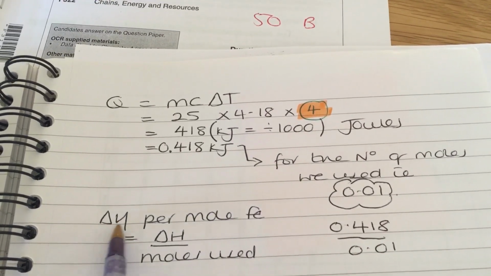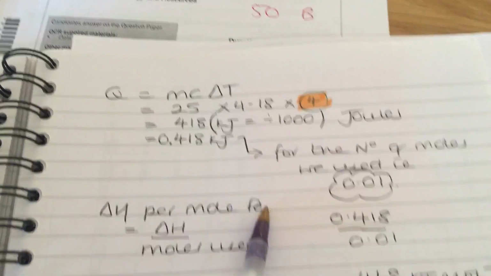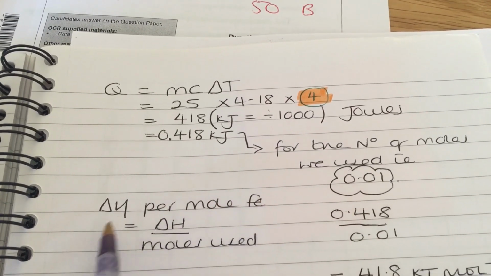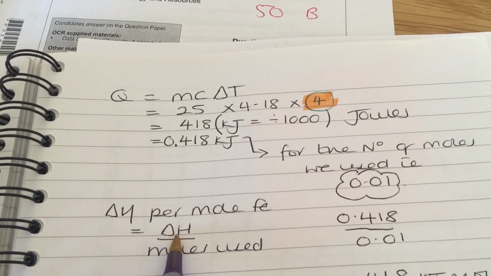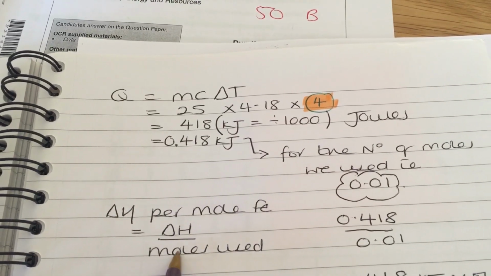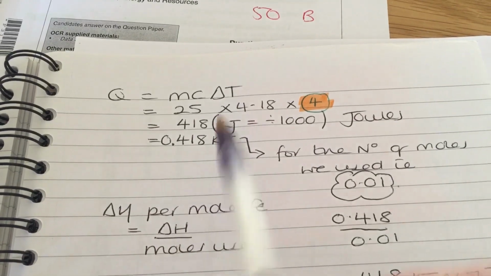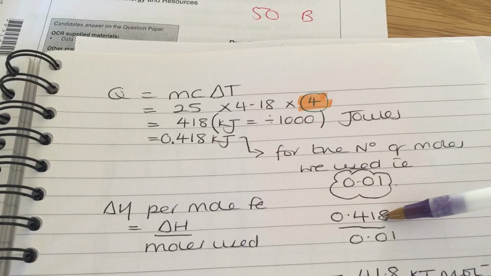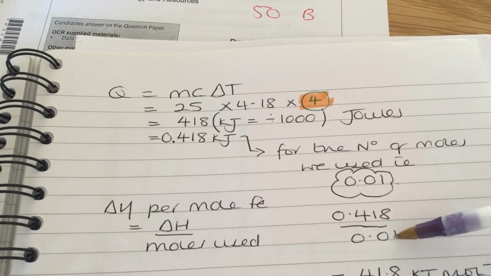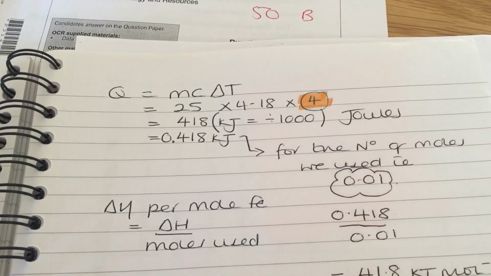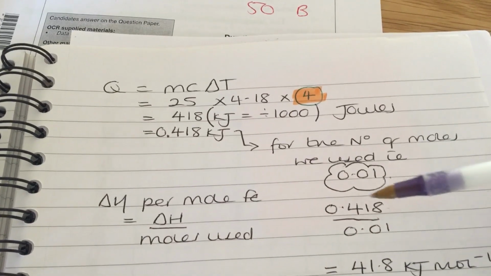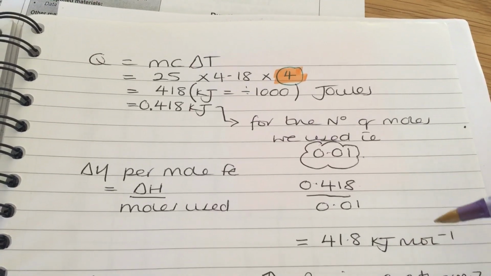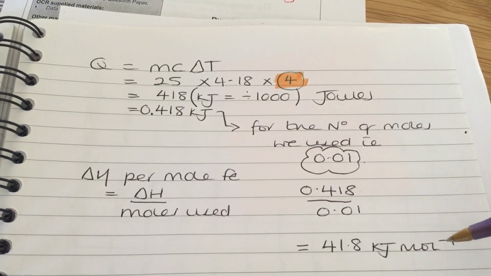From the question, it asks us to calculate the enthalpy change per mole of iron, not per mole of copper sulphate, but per mole of iron. So when we're looking at it, we need to take our energy change, our enthalpy change, and divide through by the number of moles that we've used. So we take in kilojoules, the value that we calculated, we take our number of moles, 0.01, from what we calculated earlier on for the moles of iron, and if we take that through, we end up with 41.8 kilojoules per mole. So mole to the minus 1 is the per.